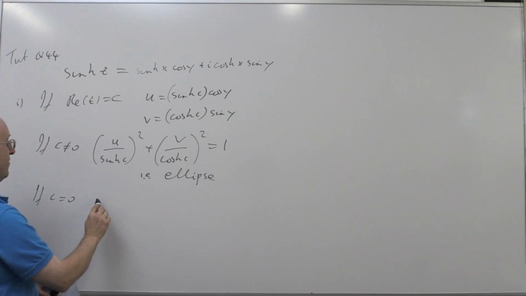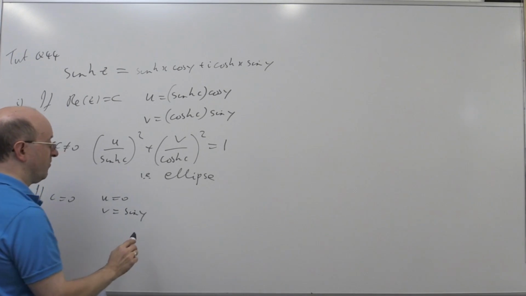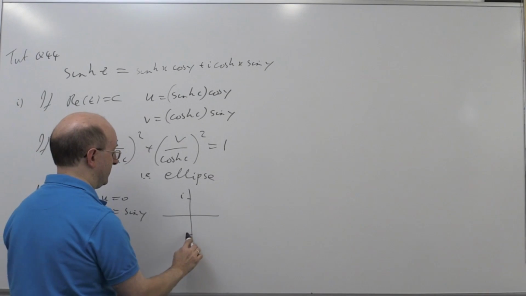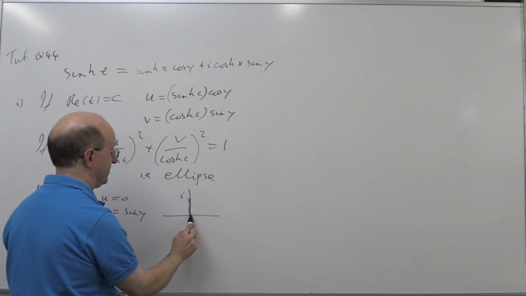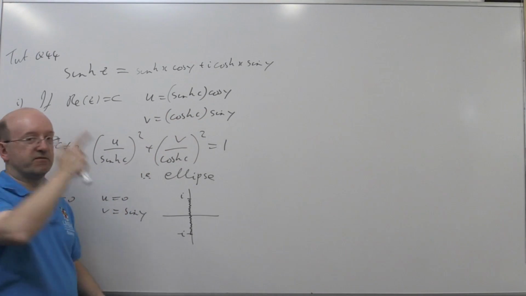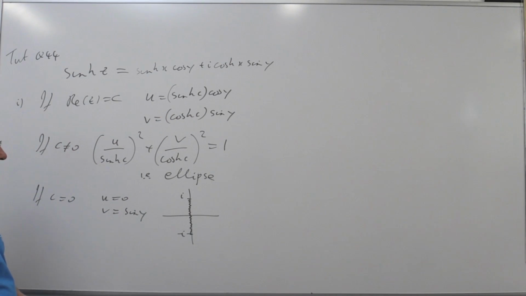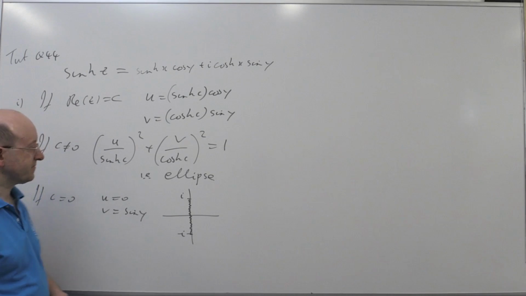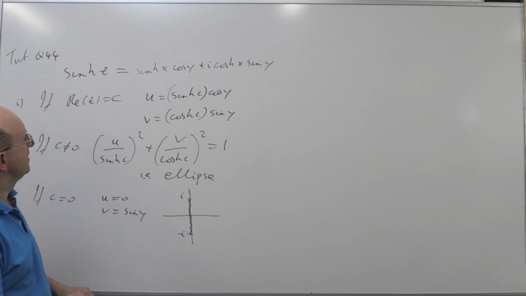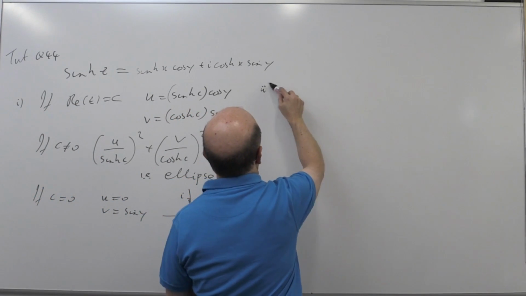If c equals 0, well, u equals 0, and v is just sinh y, so we just get part of the imaginary axis between i and minus i. In fact, the sinh of y will vary from plus 1 to minus 1 as y varies across the whole real line. All right? So that's what happens if the real part is constant. Second part asks us what happens about the imaginary part.